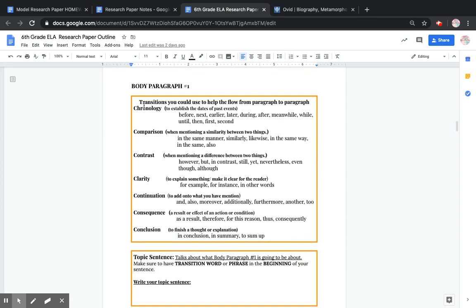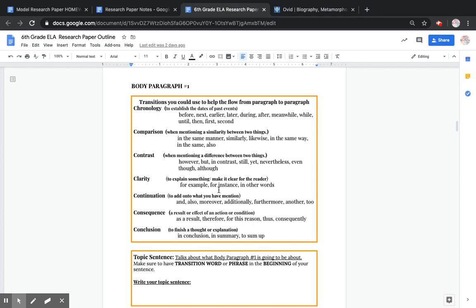Now, I want to read this box right here, the transitions you could use to help the flow from paragraph to paragraph. This is really important because I want to make sure that not only do I have the information in the research paper, but that it flows nicely and it's easy and enjoyable to read for my readers.